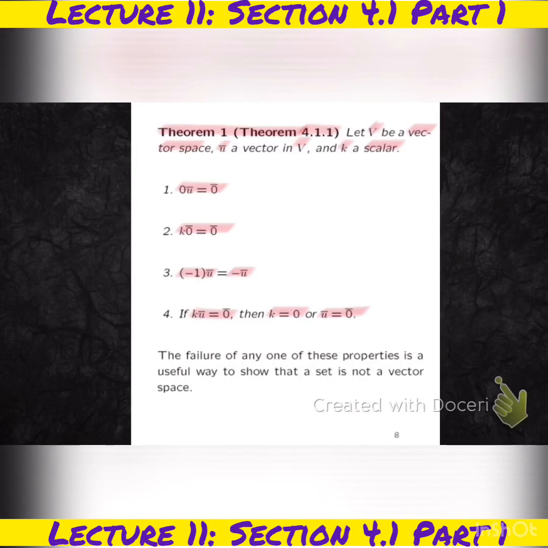Now, I'd just like to note that failure of any of these properties is a useful way to show that a given set is not a vector space. So you would do that by contradiction. Suppose I want to show V is not a vector space. You take V and assume it is a vector space, and then you will prove, hopefully, that either this property doesn't hold, or that property doesn't hold. Okay, so Theorem 1 is useful in the sense that you can use it to prove that a given set is not a vector space.